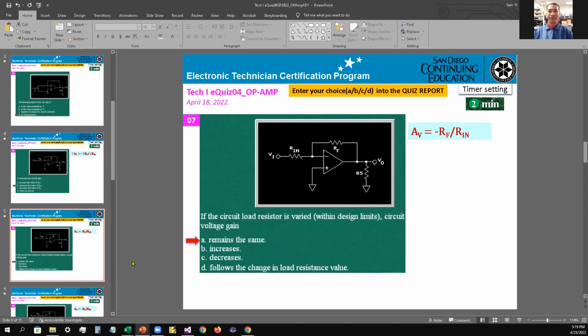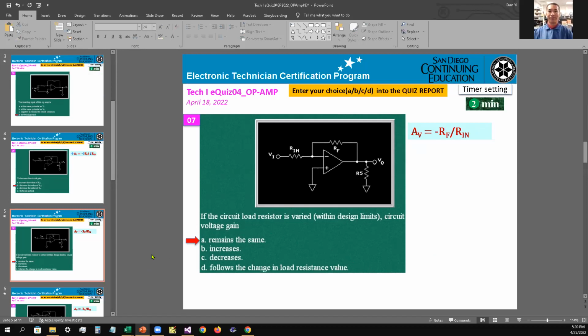Number 7. If the circuit load resistor is varied within design limit, circuit voltage gain will remain the same. This is the formula for gain, okay? It has nothing to do with load. You only have to do with RF and RN. Nothing has to do anything with the load. So therefore, everything remains the same. So the answer is A as in apple for number 7.